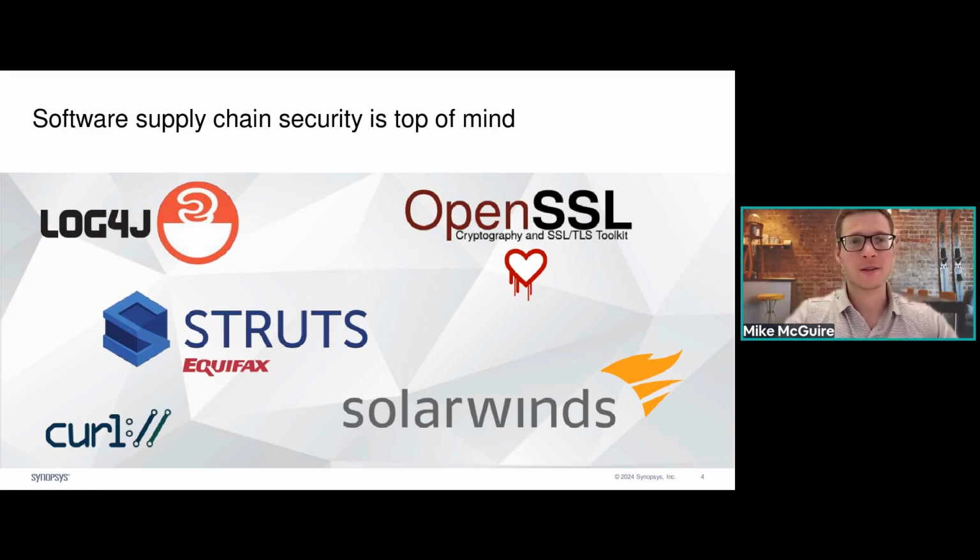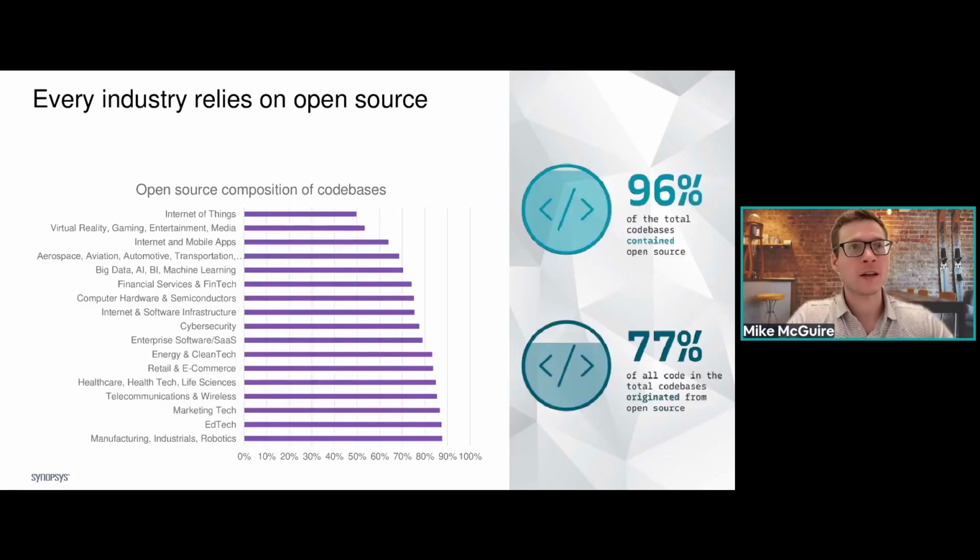So again, open source is a huge vector for software supply chain risk to enter an unsuspecting application. And that is why we are so focused on it. Now, we're not the only ones focused on it, right?